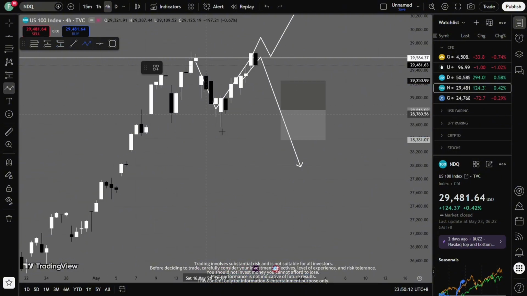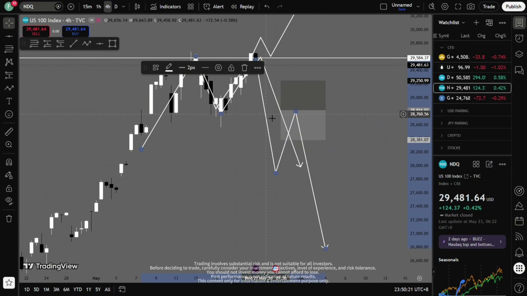Because if this sell is valid, it may form a double top like this, then go back to the neckline, and then we take another shot here at the neckline part.